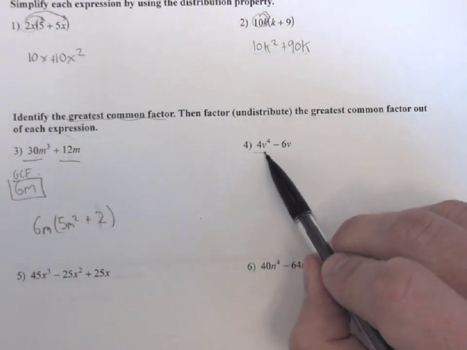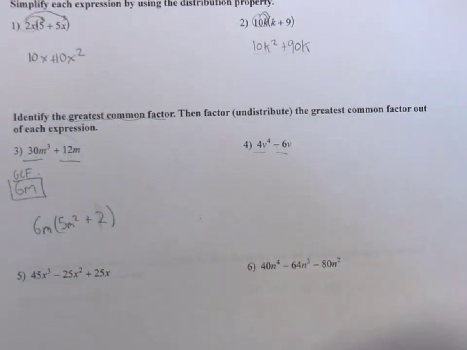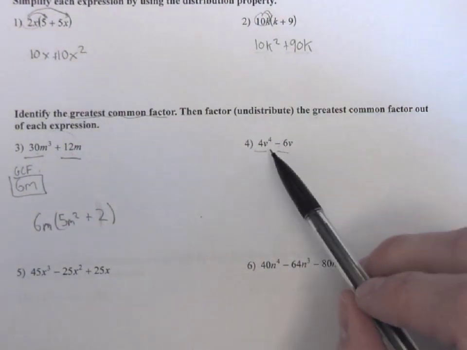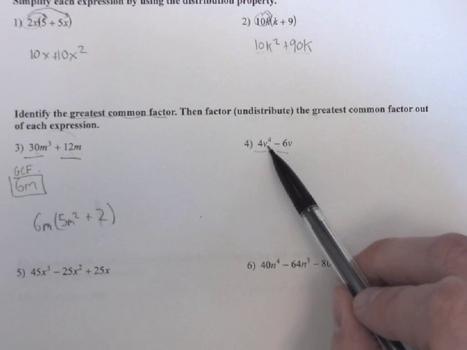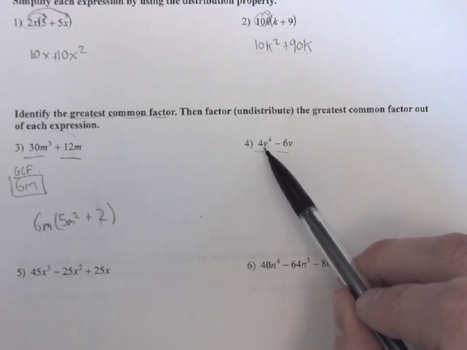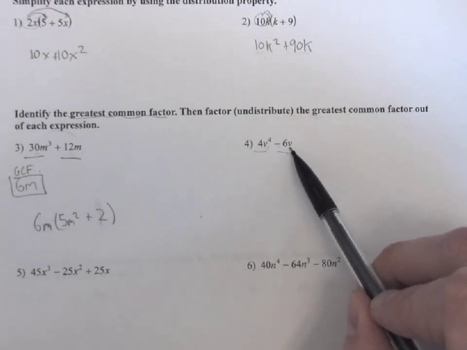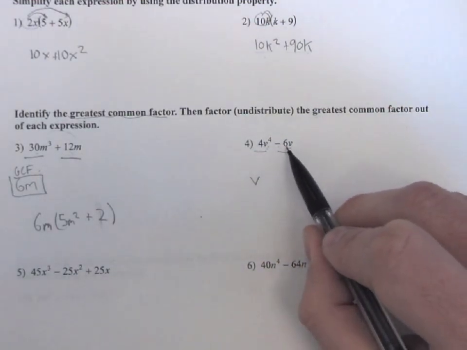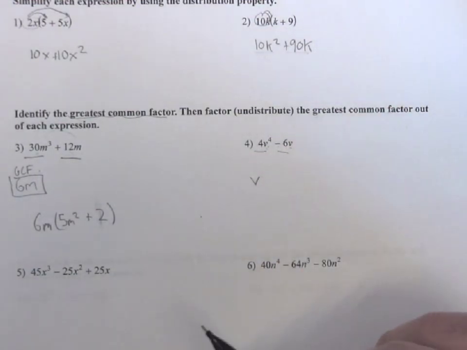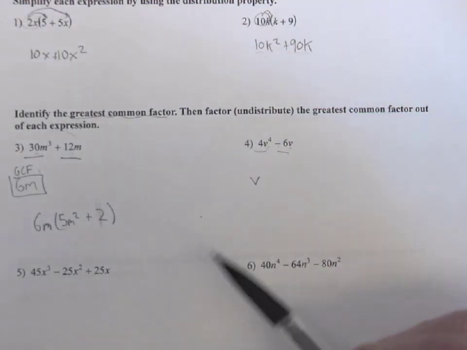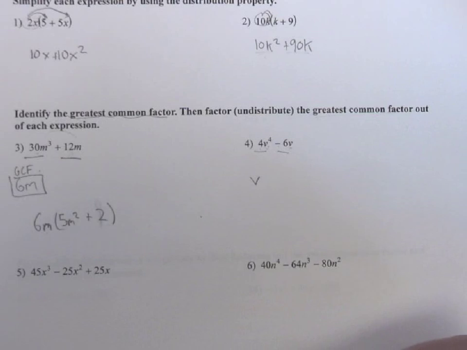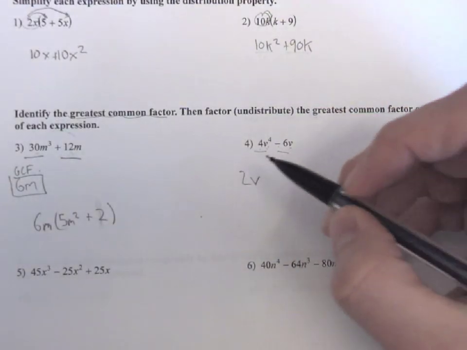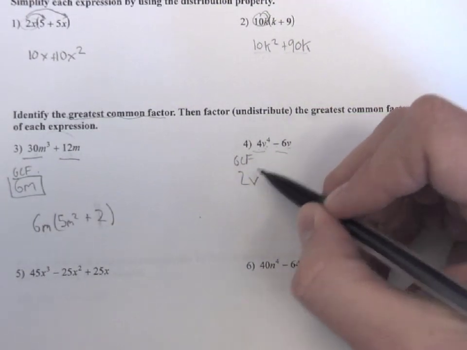So again, here are the two terms, separated by the minus. We got to think, what do they have in common? Well, they both have v's in them. This has 4 v's, v to the fourth, v times v times v times v. This has 1 v, so they both have at least a v together. Number-wise, they both have a 2, because 2 goes into 4 and 6. And there's nothing bigger that really goes into both, because 4 doesn't go into 6, for example. So 2 goes into both of them. So this is our greatest common factor.